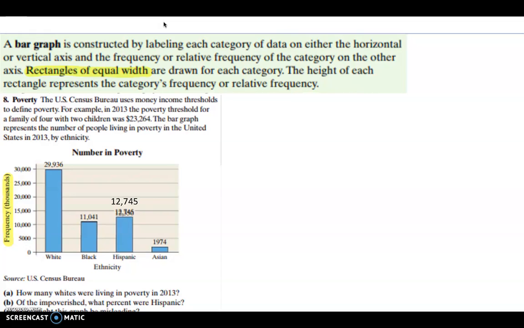And so when we read this question here, the U.S. Census Bureau uses money income thresholds to define poverty. For example, in 2013, the poverty threshold for a family of 4 with 2 children was 23,264. Now the bar graph represents the number of people living in poverty in the United States in 2013 by ethnicity. Now remember, these numbers are in the thousands. And sorry, I had to fix this one because it came out blurry.